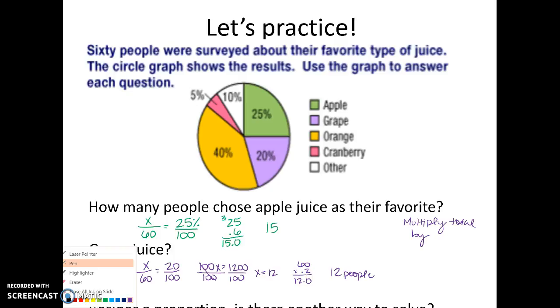Okay, so now go ahead and check your work. So we did x over 60 equals 20 over 100. We got 12 people. And then besides the proportion, is there any other way to solve? Yes, you can multiply the total by the percent in decimal form. So like we did on this one here, I did 60 times 0.2 equals 12.